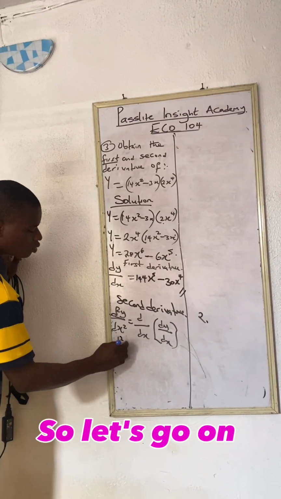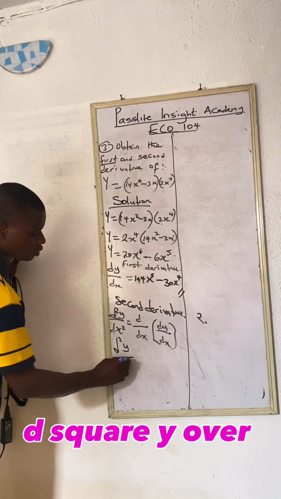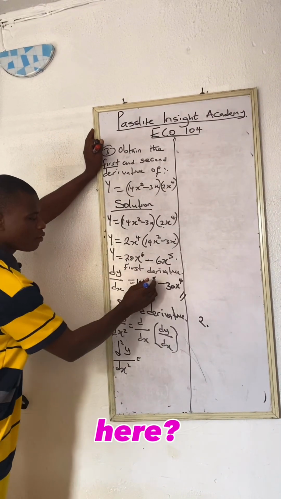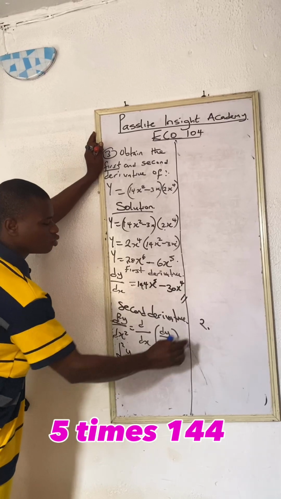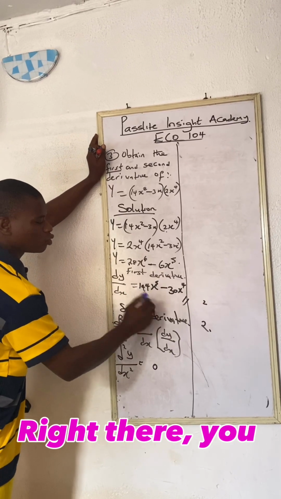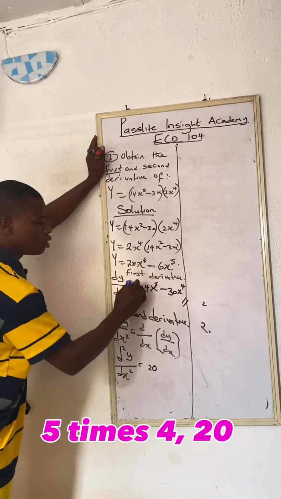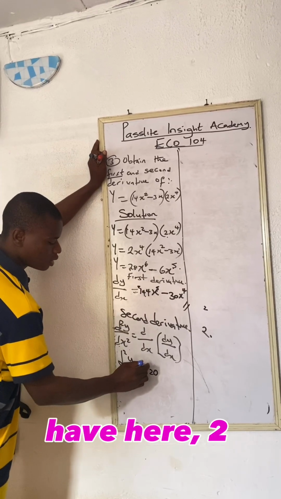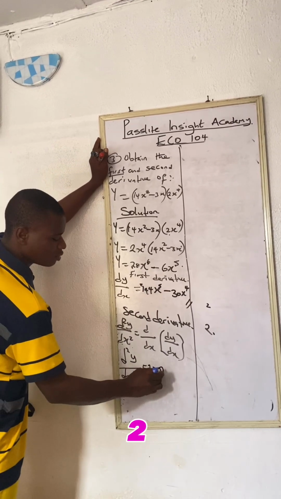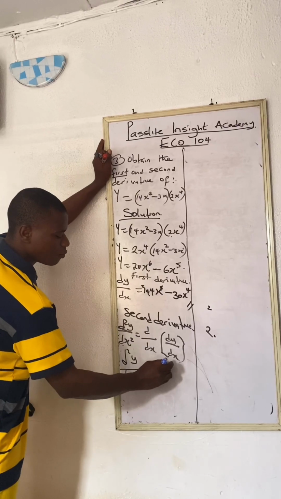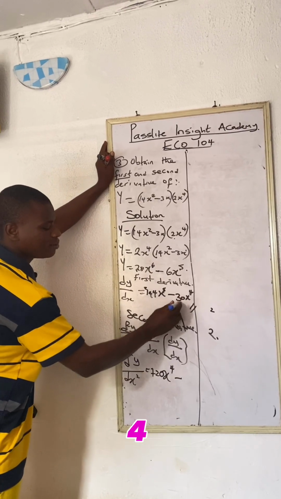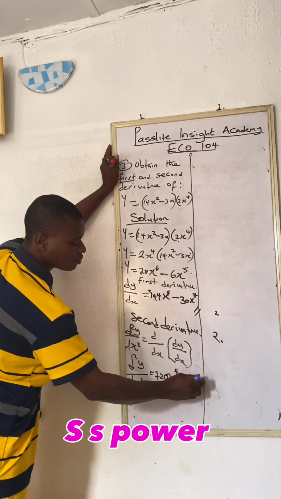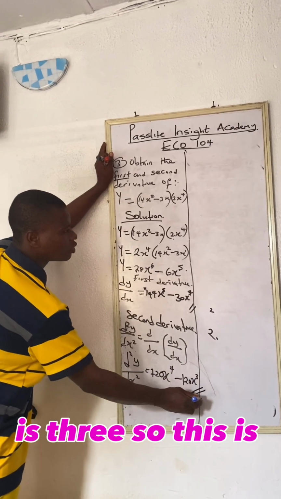d squared y over ds squared is equal to, what do you have here? 5 times 144. 5 times 4, 20. Right there, you keep 2. 5 times 4, 20 plus 2, 22. That is what you have here, 2. 5 times 1, 5 plus 2. That is 7. 720 s raised to power 5 minus 1, 4. 4 times 30, 120 s raised to power, remove 1, that is 3. So this is the answer to this.